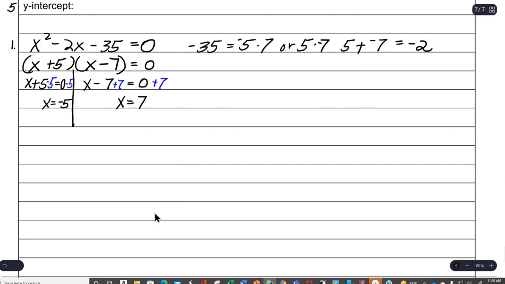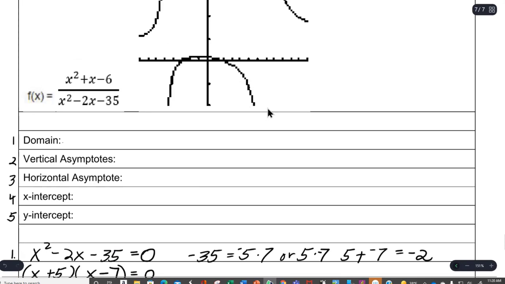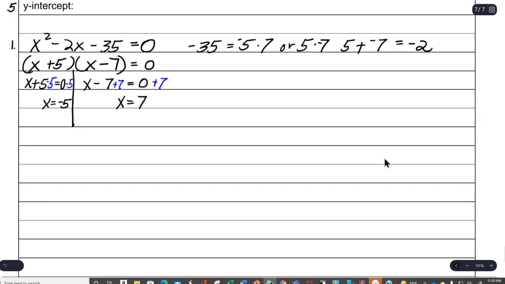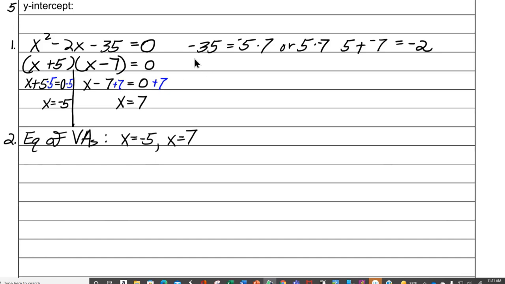Since there are no points of discontinuity, there are no holes in the graph. Then number two is going to get its answer from number one, the equations of the vertical asymptotes: x equals negative 5, and x equals positive 7. Now the domain, of course, is going to be all the real numbers such that x does not equal negative 5 or positive 7. So we get two answers from finding the domain. Not a bad deal.